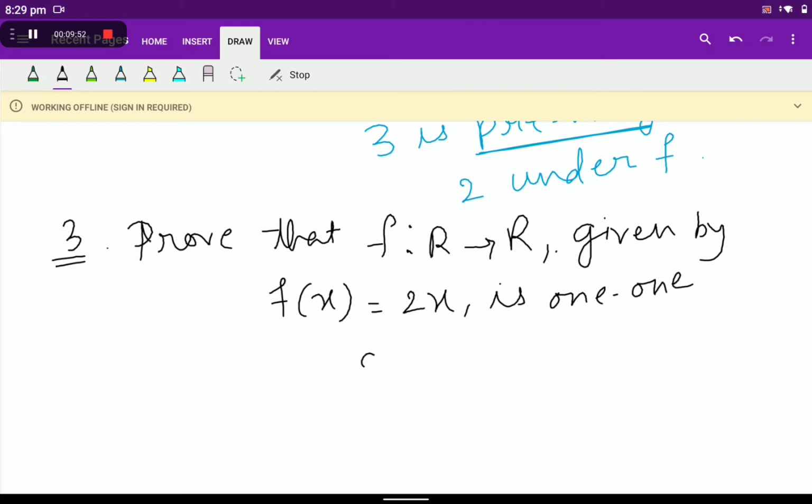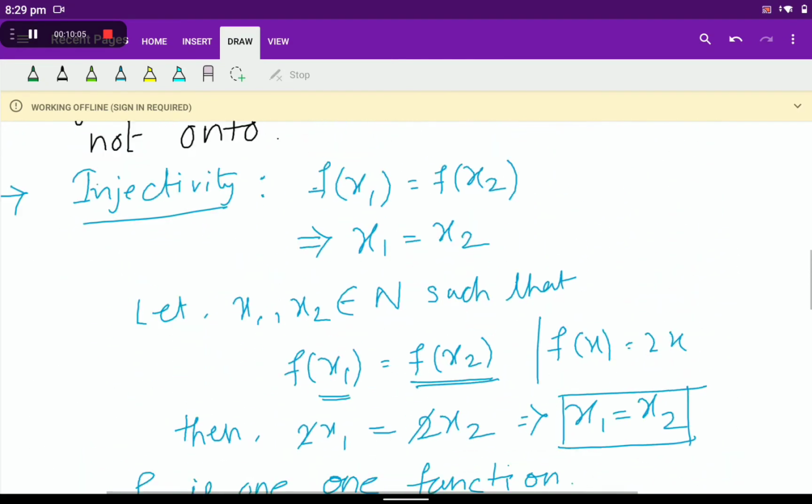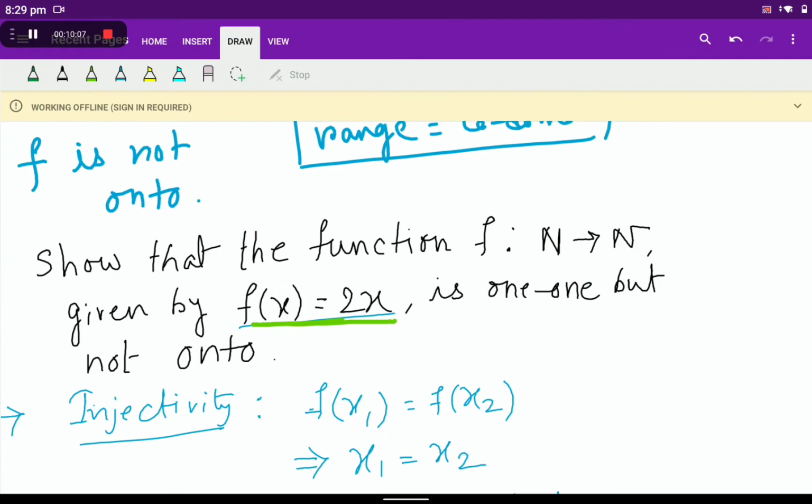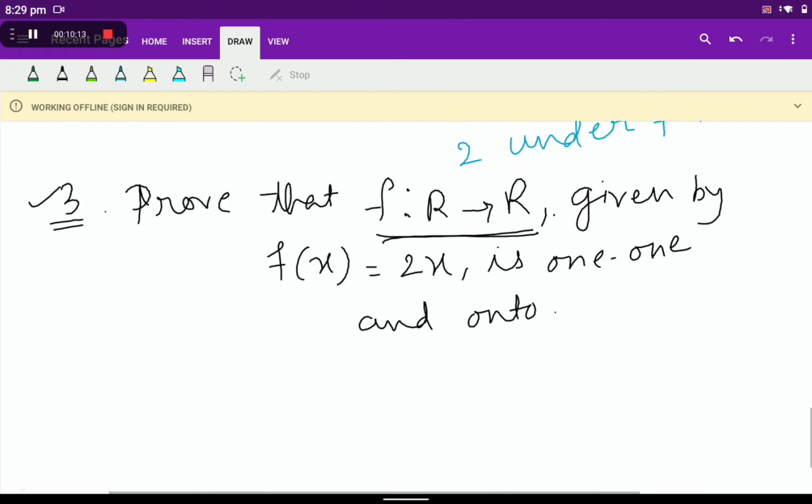So what is the difference between problem number 3 and the previous problem, that is problem number 2? See here, F maps R to R, but in the second problem F maps N to N. Okay, so here is the major difference between the second and third problem.